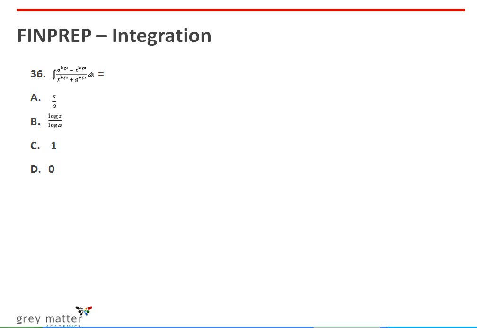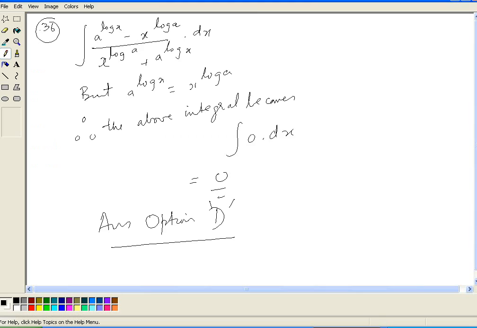36th problem, it says a power log x to some base minus x power log a to the same base divided by x power log a plus a power log x dx. Going back to our work area, we know that a power log x equals x power log a. Therefore, the above integral becomes integral of 0 by some quantity dx, which is integral of 0 dx, which is 0. So the answer is option D.